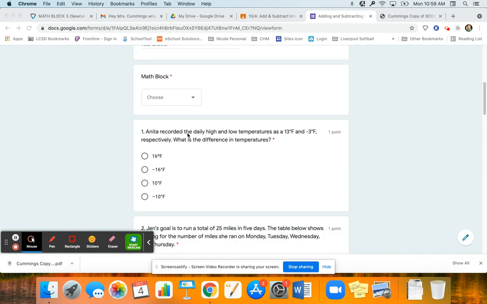Question number 1. Anita recorded the daily high and low temperatures as 13 degrees Fahrenheit and negative 3 degrees Fahrenheit, respectively. What is the difference in temperatures? Don't forget, difference means to subtract. And when you're subtracting any numbers that have negative integers, you should use keep, change, flip, or adding the opposite.